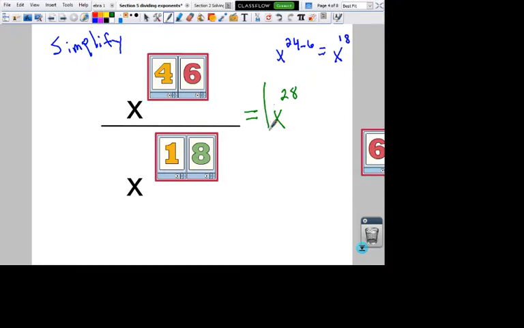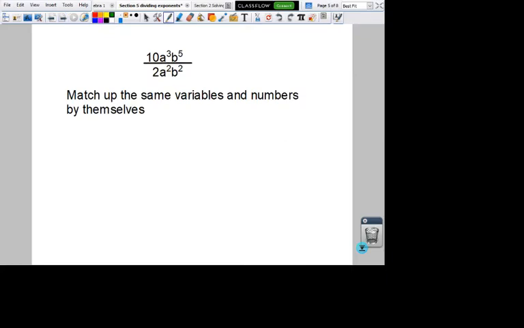You just gotta subtract them. These ones were nice. We didn't have any negatives, but they might be there. Alright, so we're gonna get into a little bit tougher ones now.